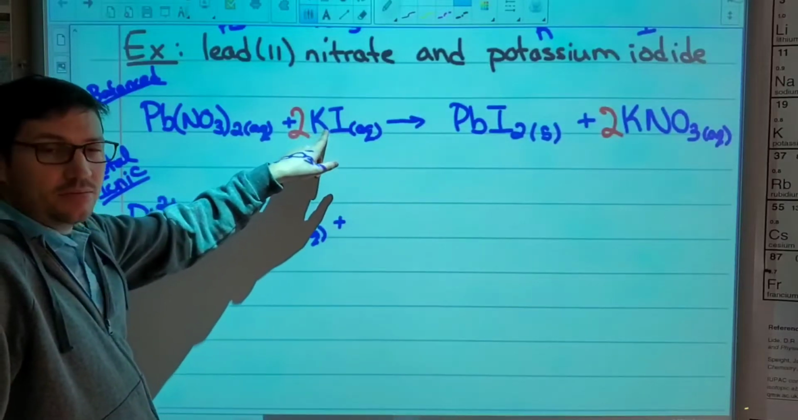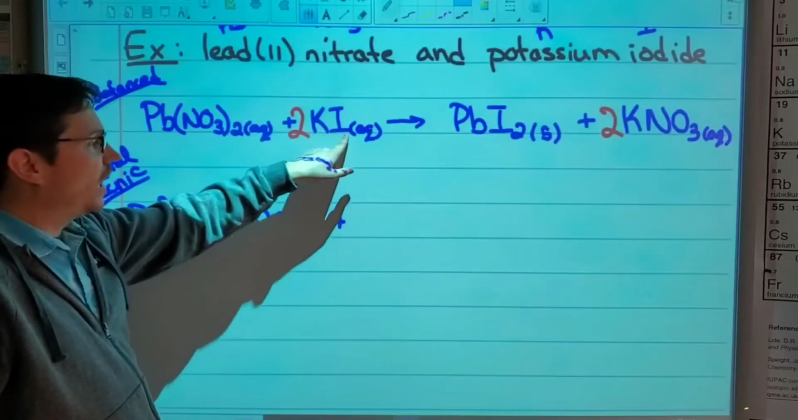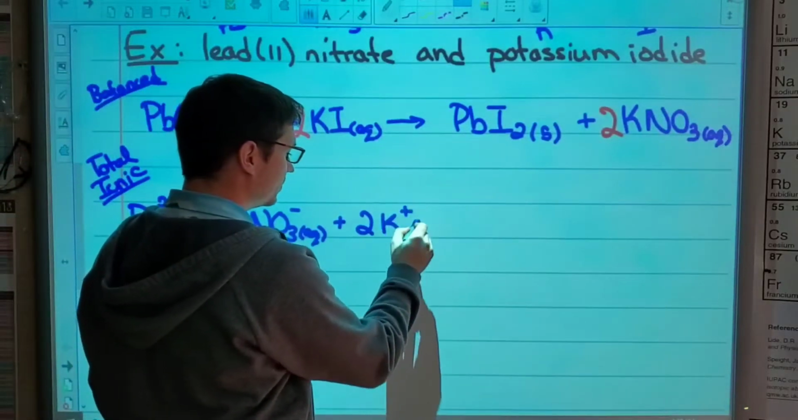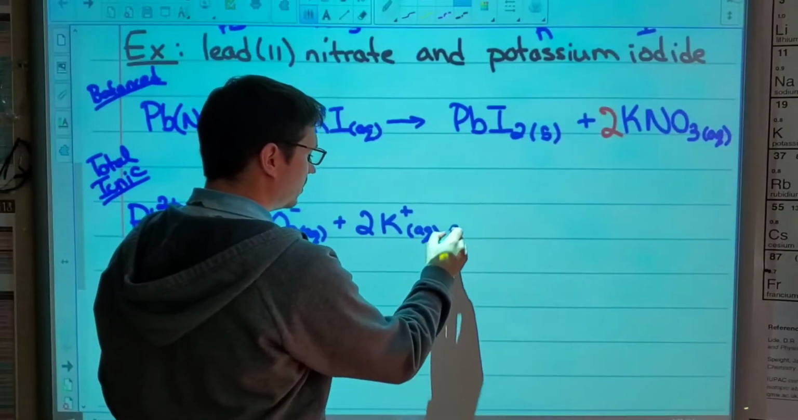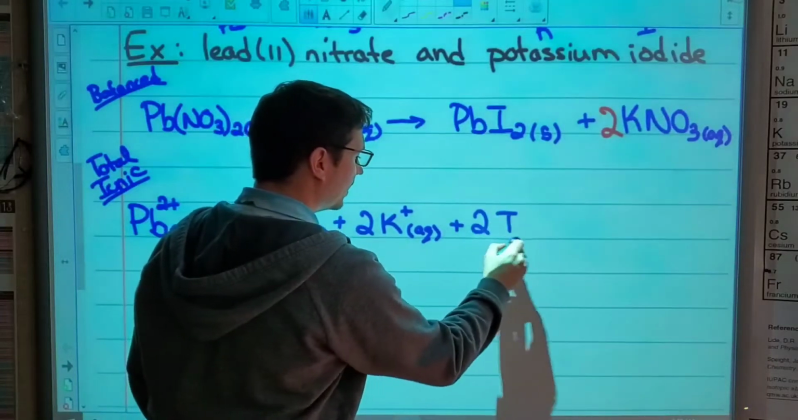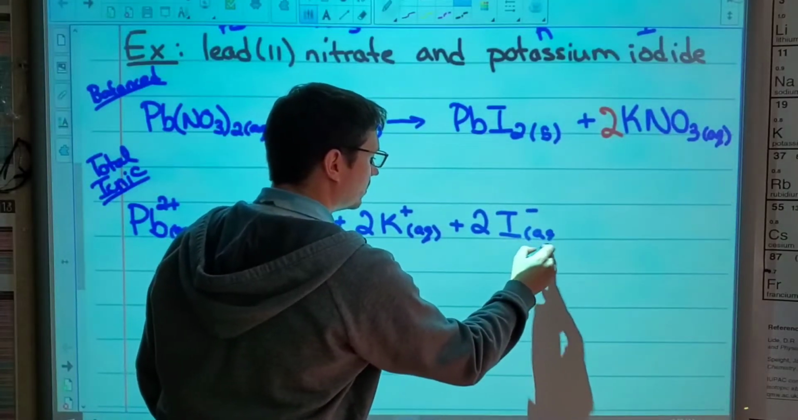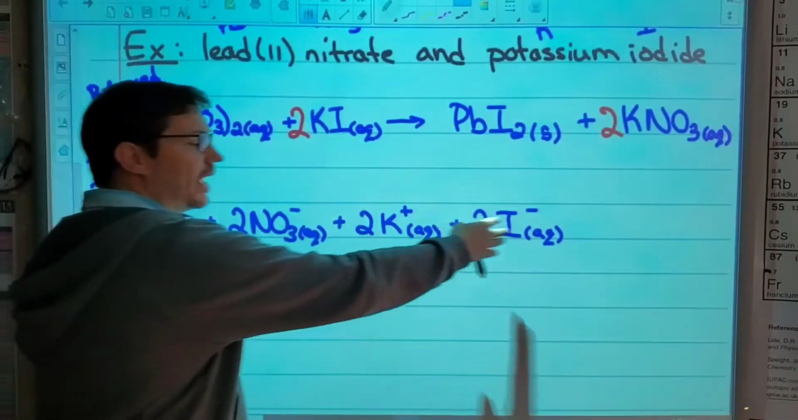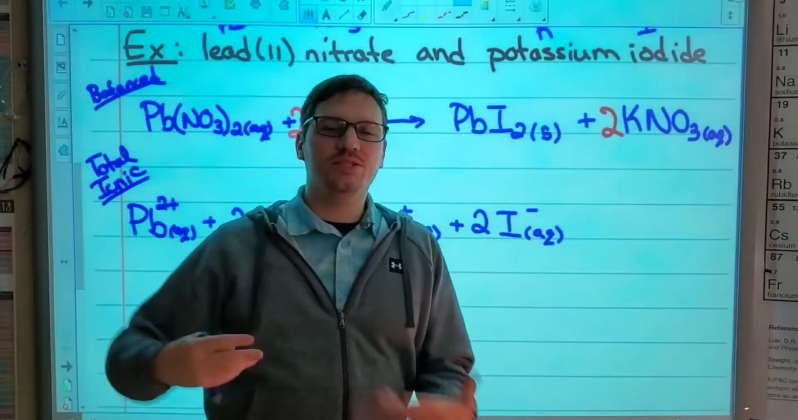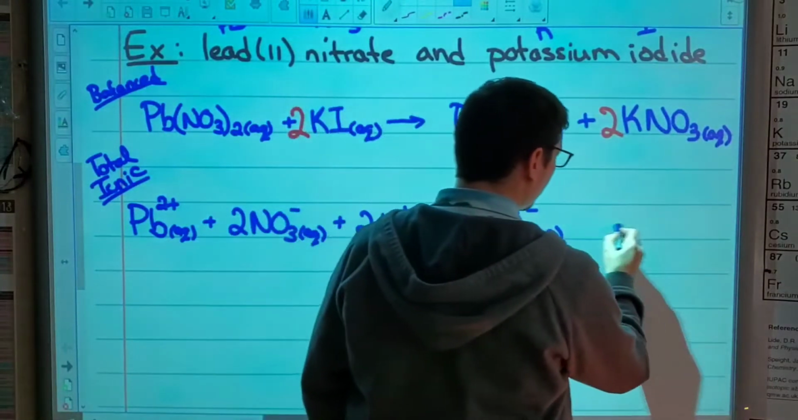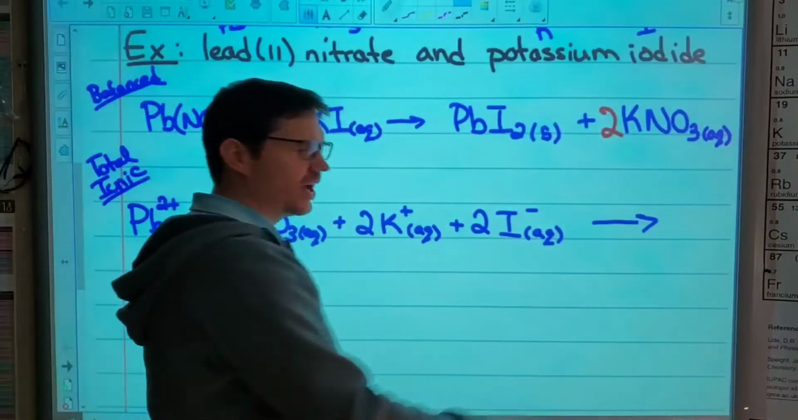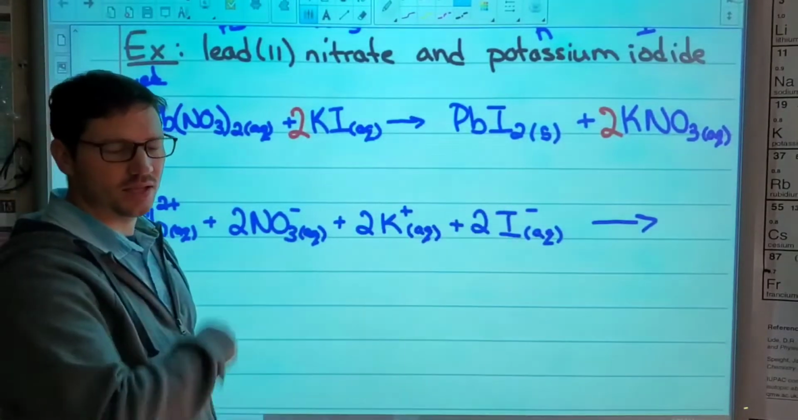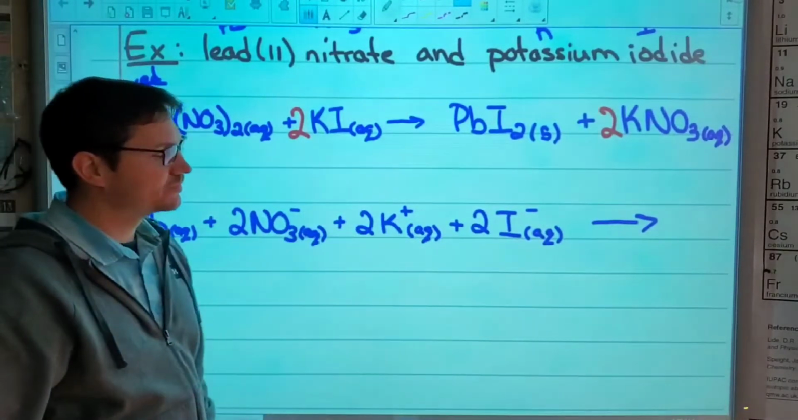2 potassiums and 2 iodides. So 2 potassiums and 2 iodides. Now, those are all of my reactants. I'm trying to write really big so that you can see. So I'm going to write my products kind of down on the next level. You just have to understand all of these are reactants, and then the next stuff is products.